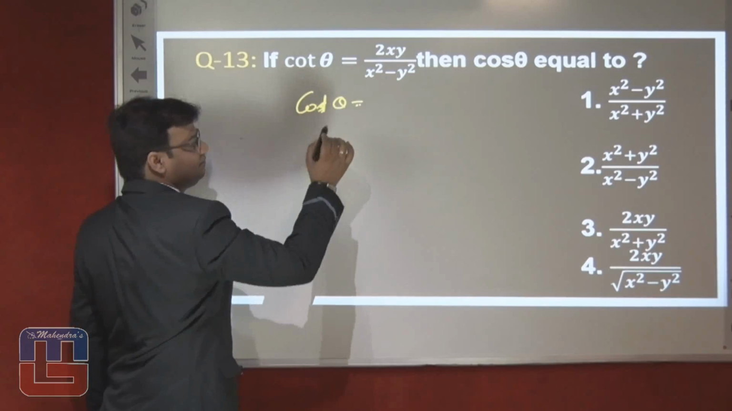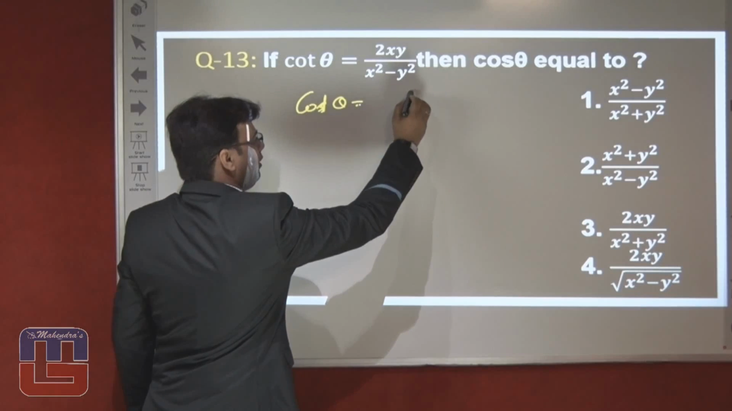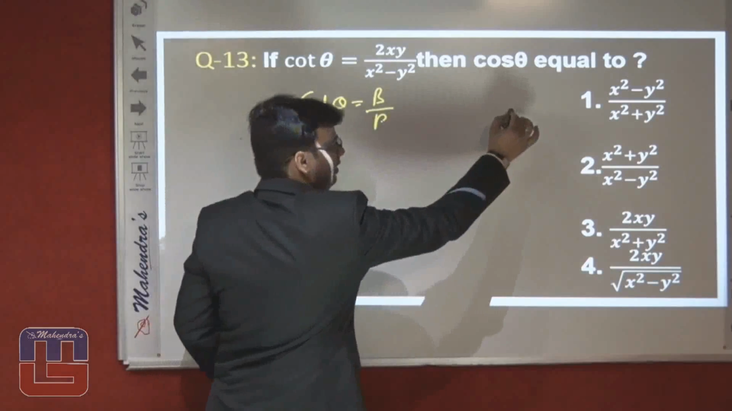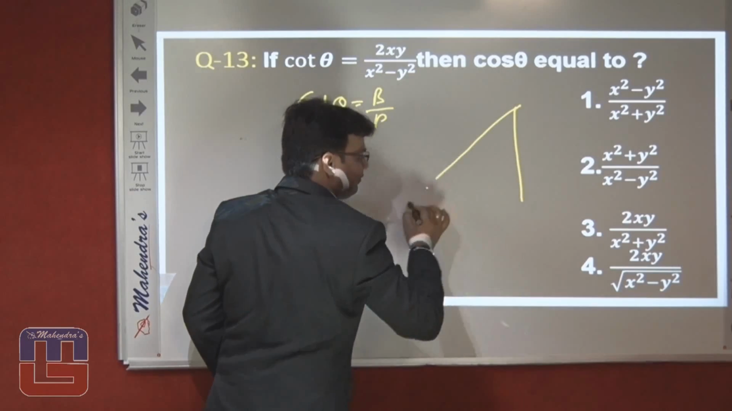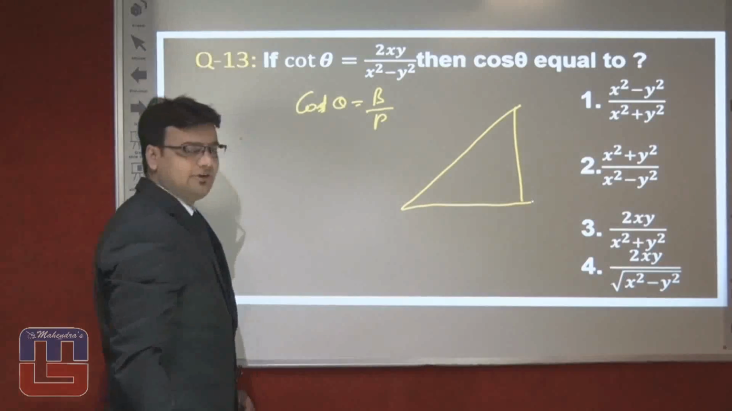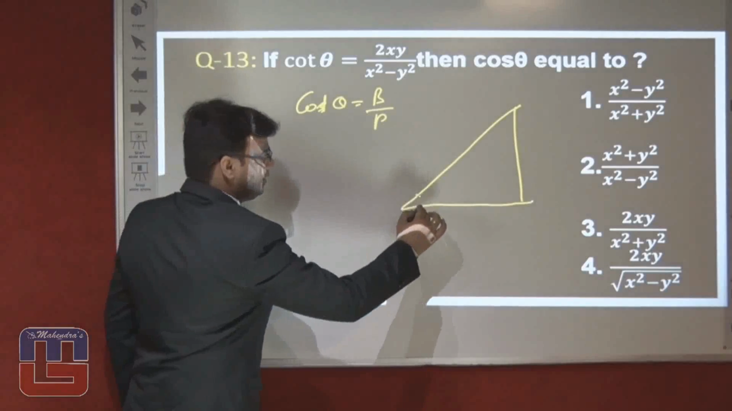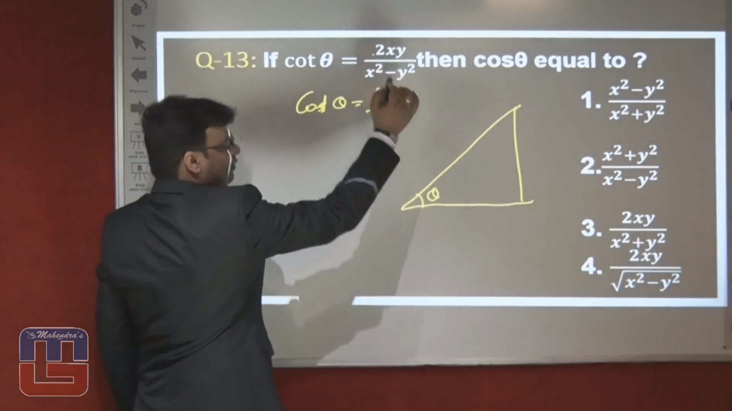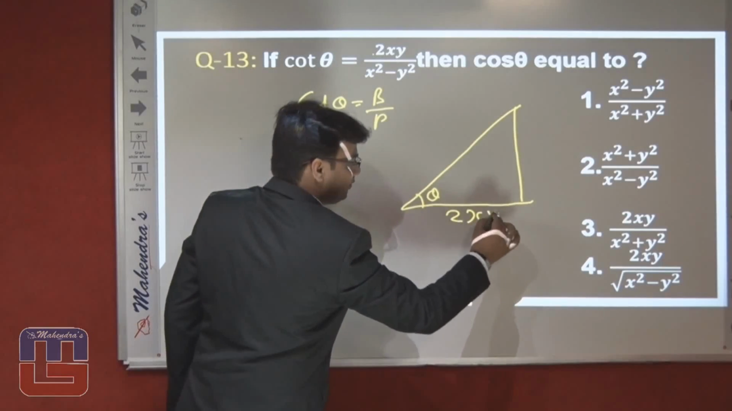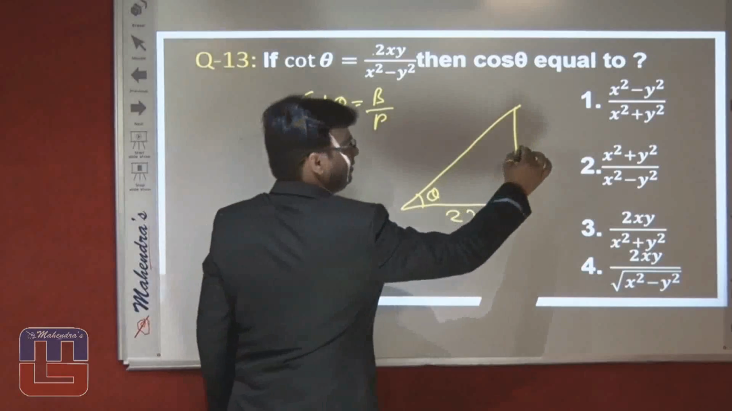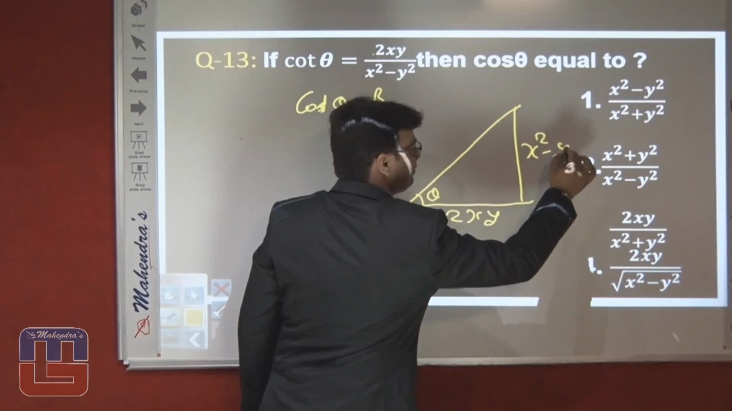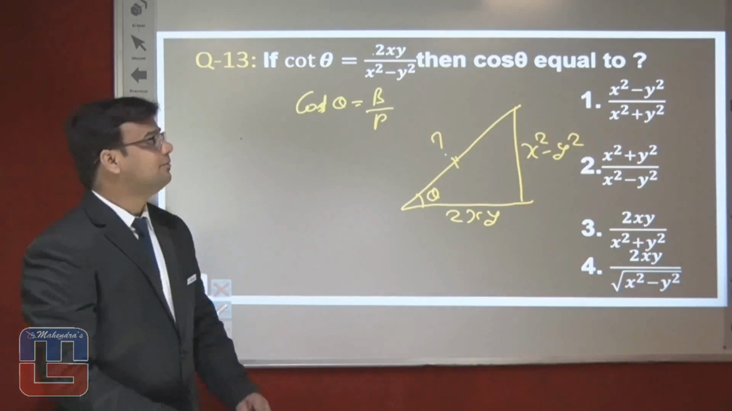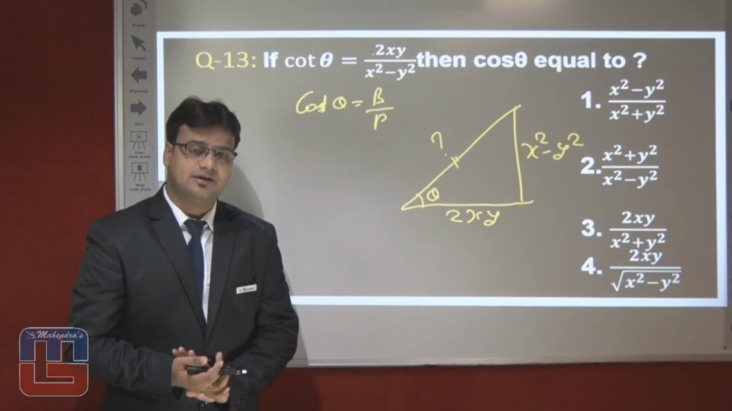to base upon perpendicular. If we draw a triangle, suppose that in case of cot theta, here use a right angle triangle. Suppose that angle theta, cot theta. Base here is 2xy and perpendicular is x square minus y square. Firstly, we find its hypotenuse because we require to find cos theta.